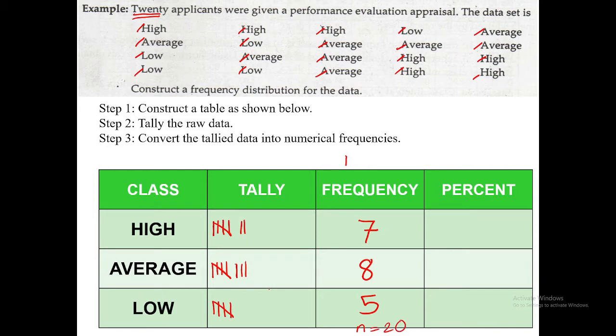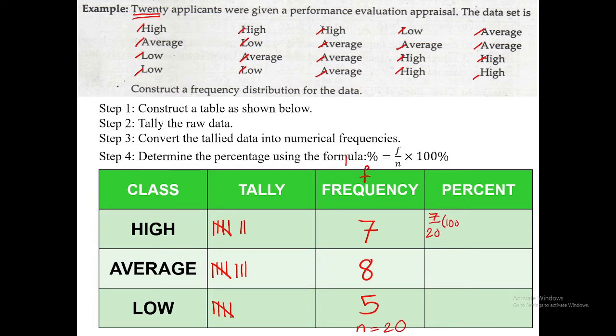Okay, now let's go to step number 4. Determine the percentage. That's the fourth column. To get that, that's simply the frequency, this column over here, divided by n. You know for a fact that n is 20, times 100. So meaning, what is 7 divided by 20 times 100? How much is this? Please use your calculator, 2 decimal places, please.